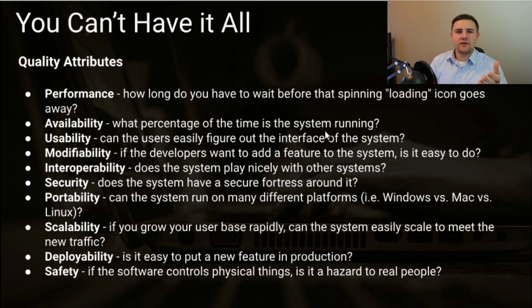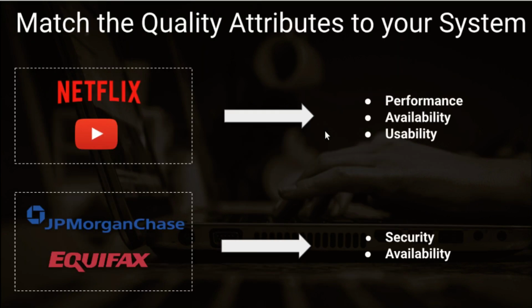So on the screen, you can pause the video and look through these. These are some of the quality attributes that you might see. But I want to go into an example just to bring this to life. So think about Netflix or YouTube. These are both software that provide the service of streaming video.